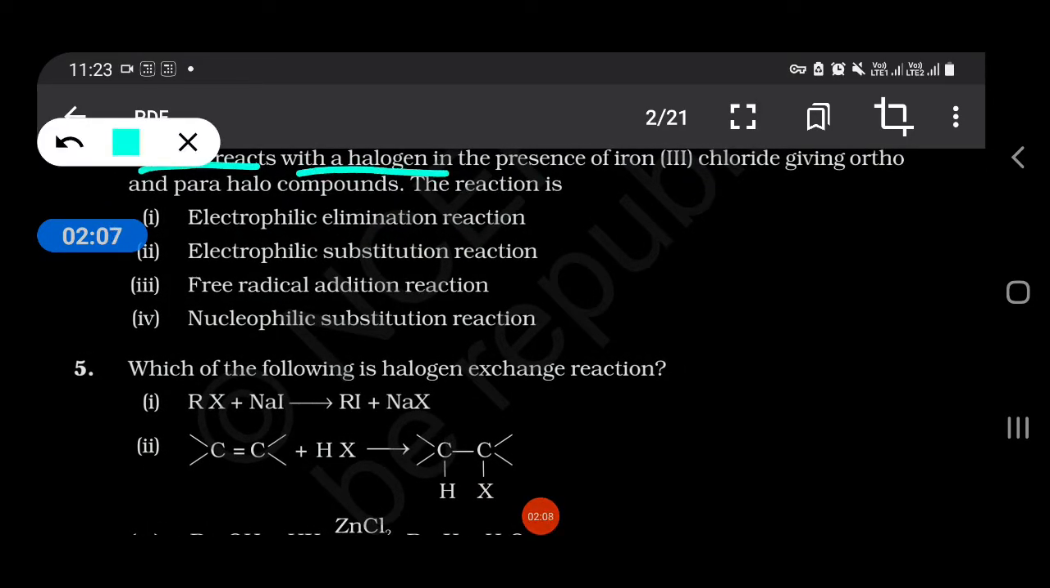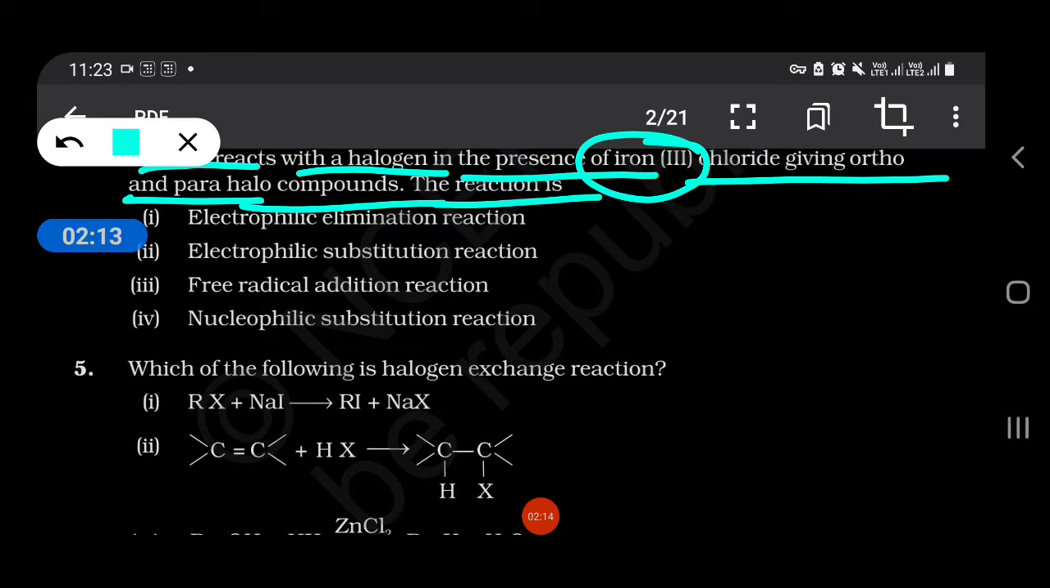Toluene reacts with halogen in presence of iron 3 chloride, giving ortho and para halo compounds. The reaction is electrophilic substitution reaction.